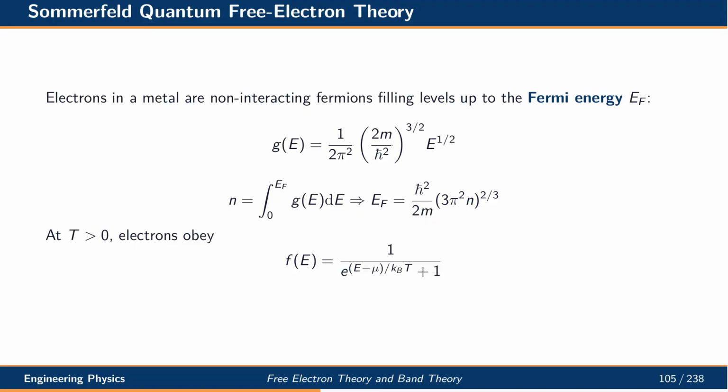Sommerfeld treated electrons in a metal as non-interacting fermions filling allowed states up to the Fermi energy. The density of states for a 3-dimensional electron gas grows as the square root of energy. Integrating up to the Fermi energy gives the carrier density, and the Fermi energy depends on this density to the 2/3 power. At finite temperature, electrons obey the Fermi-Dirac distribution, which smoothly cuts off at the Fermi level.